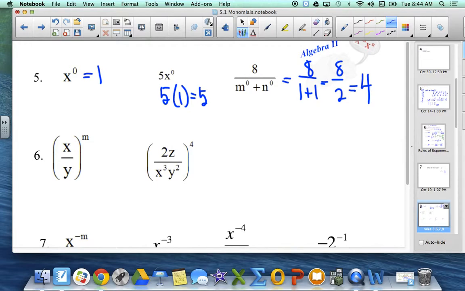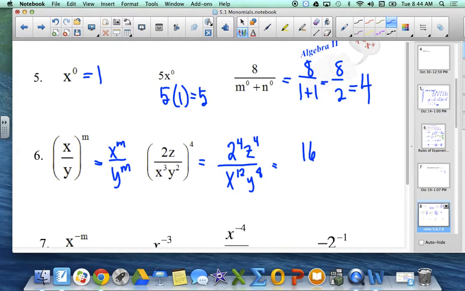The next rule says x over y raised to the m. That's x to the m over y to the m. So on this particular problem, we have 2 to the 4th power, z to the 4th power over x to the 12th, y to the 8th. You can leave it as 2 to the 4th, or you could raise it and you get 16z to the 4th. That's why I gave you one of those blue sheets, so that you could look on your blue sheet and figure it out.